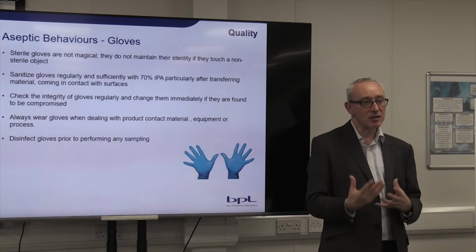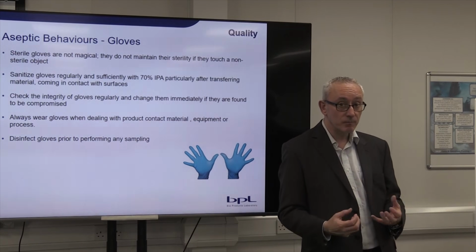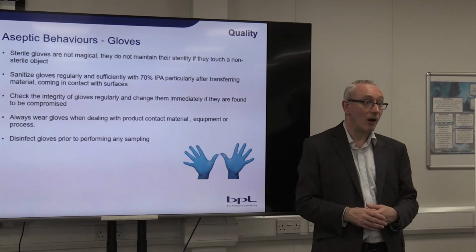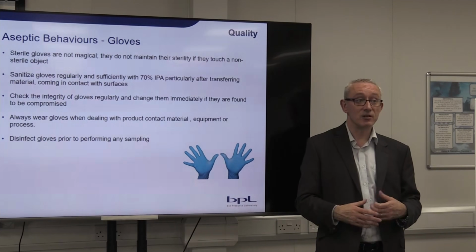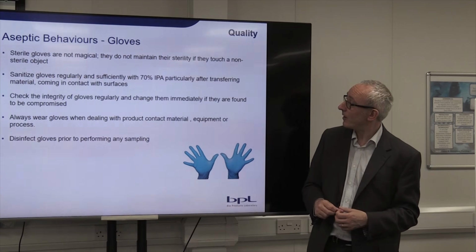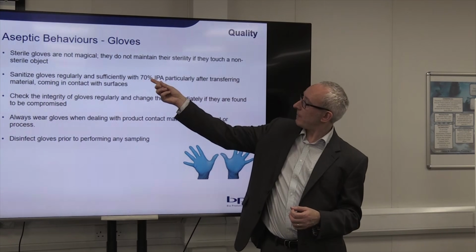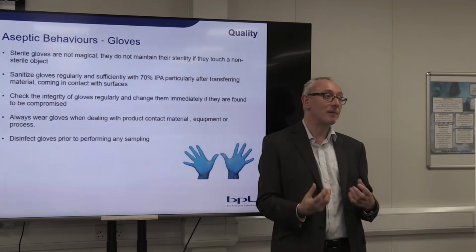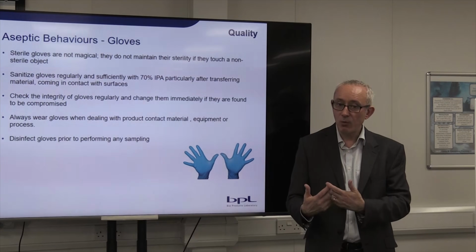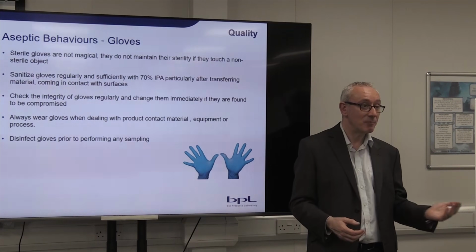And for glove sanitisation, we use an alcohol, which is 70% isopropyl alcohol, or IPA. Unfortunately, it's not a reference to a beer, but it's a reference to a particular type of alcohol. And it's been shown, strangely, that 70% alcohol is more effective at killing microorganisms than, say, 90%.